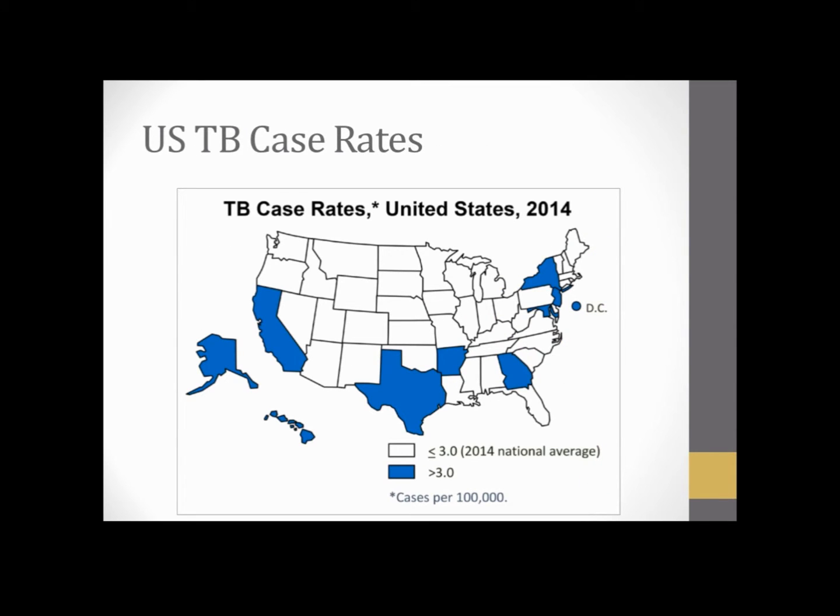This is a map of the US TB case rates. So all the states in blue are those above the national average. Those states are Alaska, Hawaii, California, Texas, Arkansas, Georgia, Maryland, DC, New York, and New Jersey. These states have greater than 3 per 100,000 reported. This is important if you are in those states or if you border one of those states.